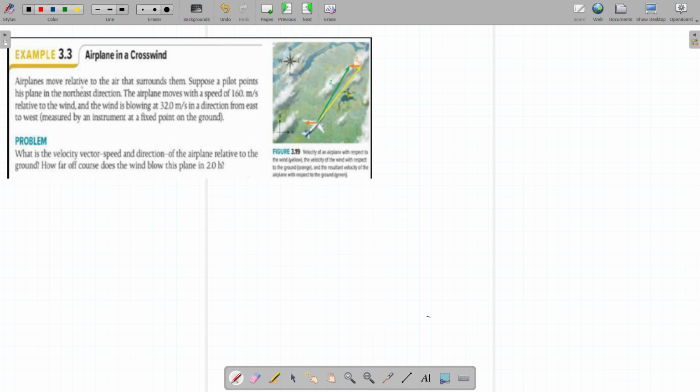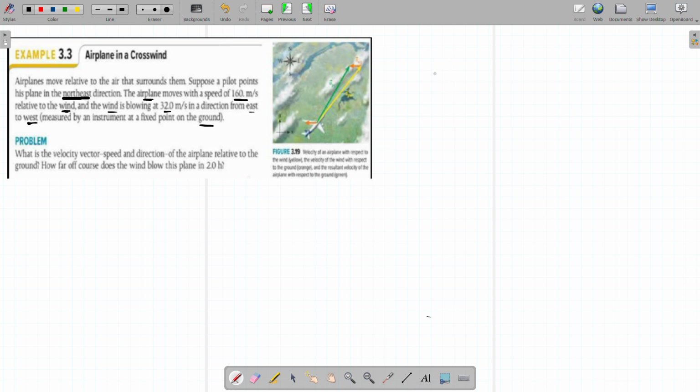Airplanes move relative to the air that surrounds them. Suppose a pilot points his plane in the northeast direction. The airplane moves with a speed of 160 meters per second relative to the wind, and the wind is blowing at 32 meters per second. The direction is east to west, and it is with respect to the ground.